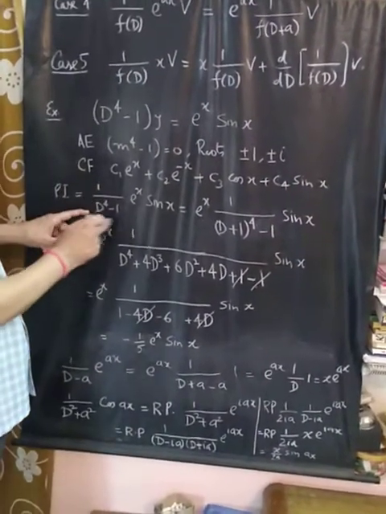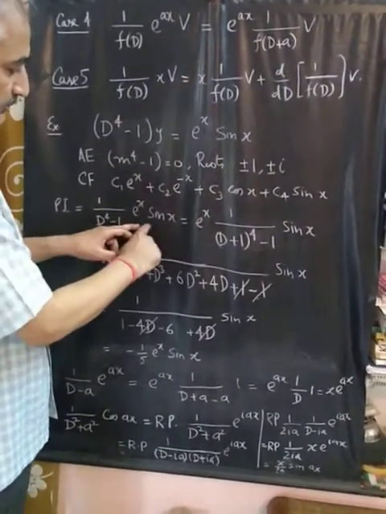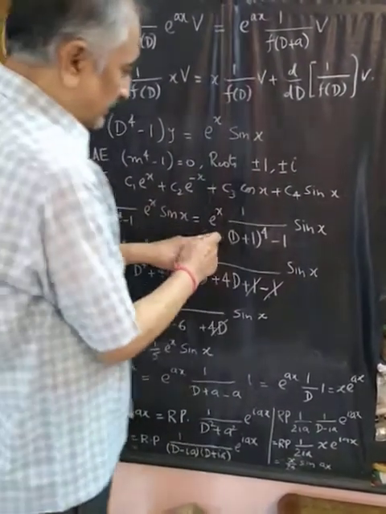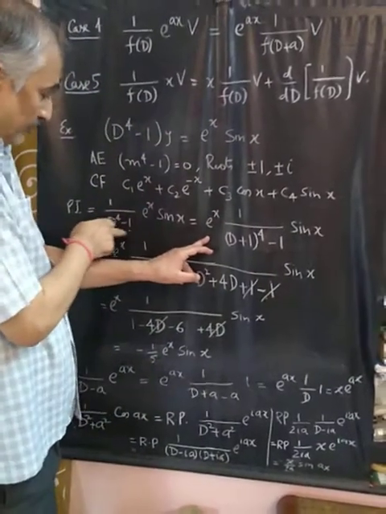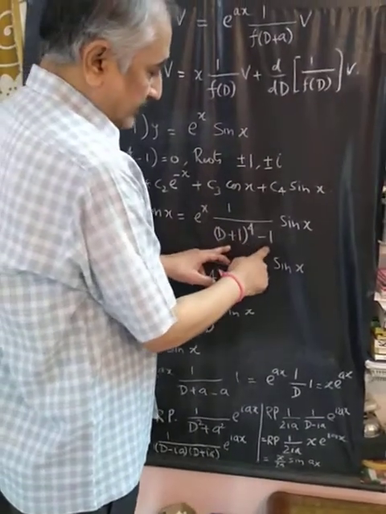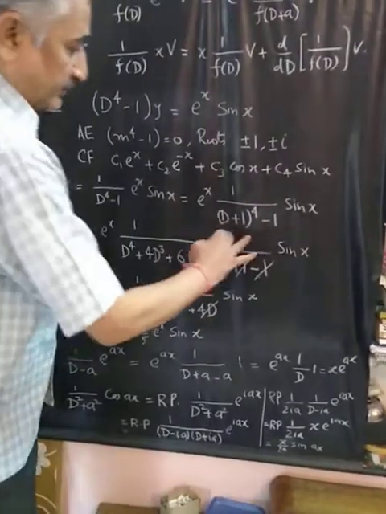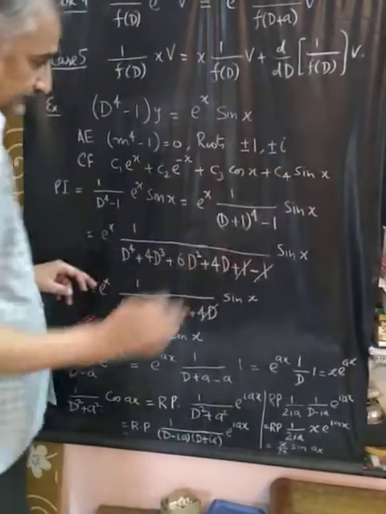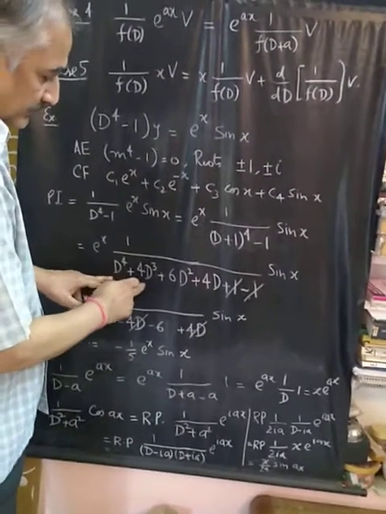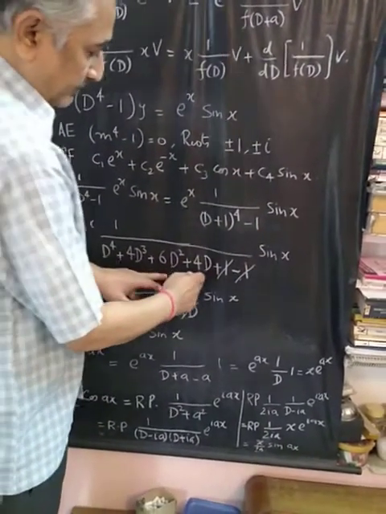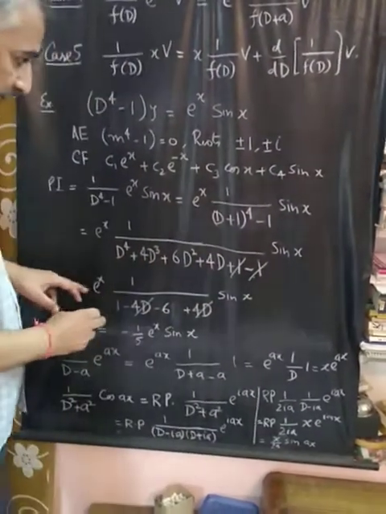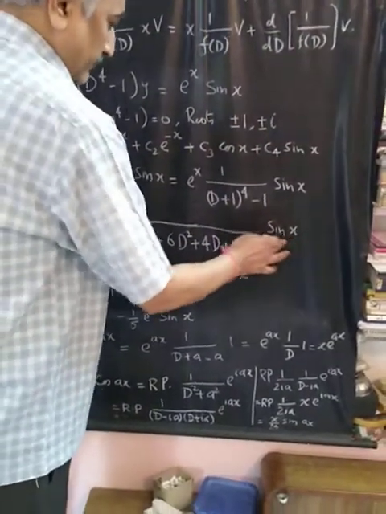This will be 1 upon D^4 minus 1 exponential x into sin x. By the help of case 4, I take this exponential x here, and replace D in this D^4 minus 1 with D plus 1. So this is 1 upon (D plus 1)^4 minus 1 on sin x. When you expand this using binomial, you will get D^4 plus 4D cube plus 6D square plus 4D plus 1, and then there is a minus 1. So 1 cancels, and you will have something like this to be operated on sin x.